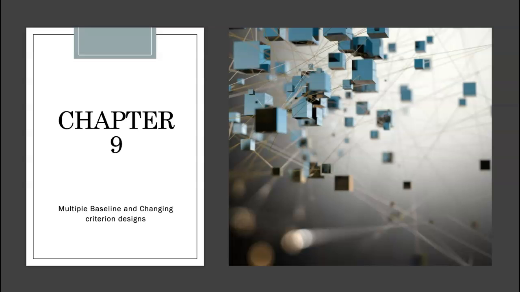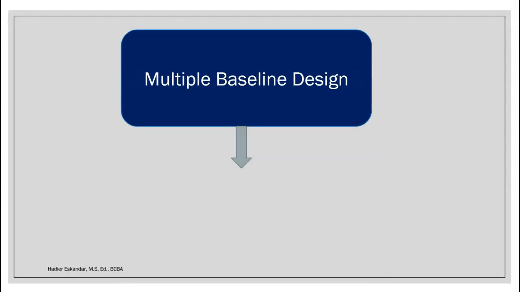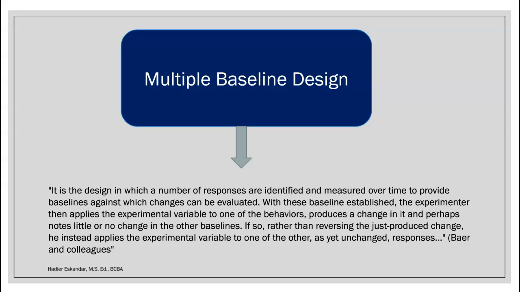This chapter talks about multiple baseline and changing criteria designs. The first design is a multiple baseline design, and based on Baer and colleagues, they described it as the design in which a number of responses are identified and measured over time to provide baselines against which changes can be evaluated. With these baselines established, the experimenter then applies the experimental variable to one of the behaviors, produces a change in it, and perhaps notices little or no change in the other baselines.